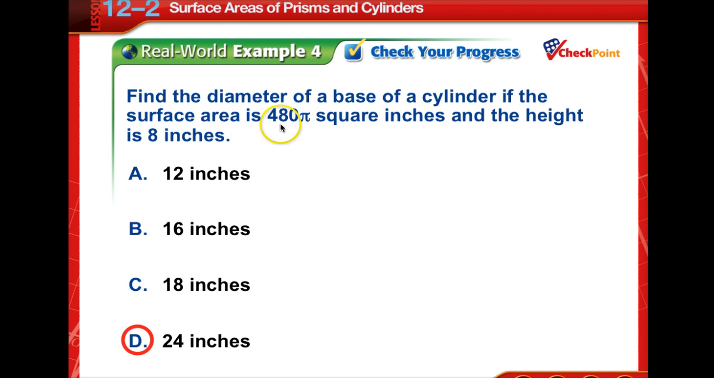So I know that the surface area is equal to the lateral area plus 2 times the base. So then I have 480 pi is equal to 2 times 8 times pi times the radius plus 2 pi r squared. Now every one of those terms will be divisible by 2 pi. I end up with 240 is equal to 8r plus r squared.